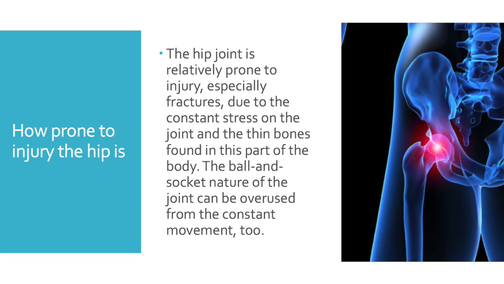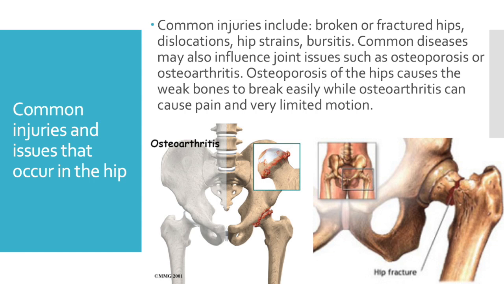The hip joint is relatively prone to injury, especially fractures, due to the constant stress on the joint and the thin bones found in this part of the body. The ball and socket nature of the joint can be overused from constant movement too. There are a few common injuries and issues that occur with the hip. Some common injuries include broken or fractured hips, dislocations, hip strains, and bursitis. Some common diseases may also influence joint issues, such as osteoporosis or osteoarthritis.